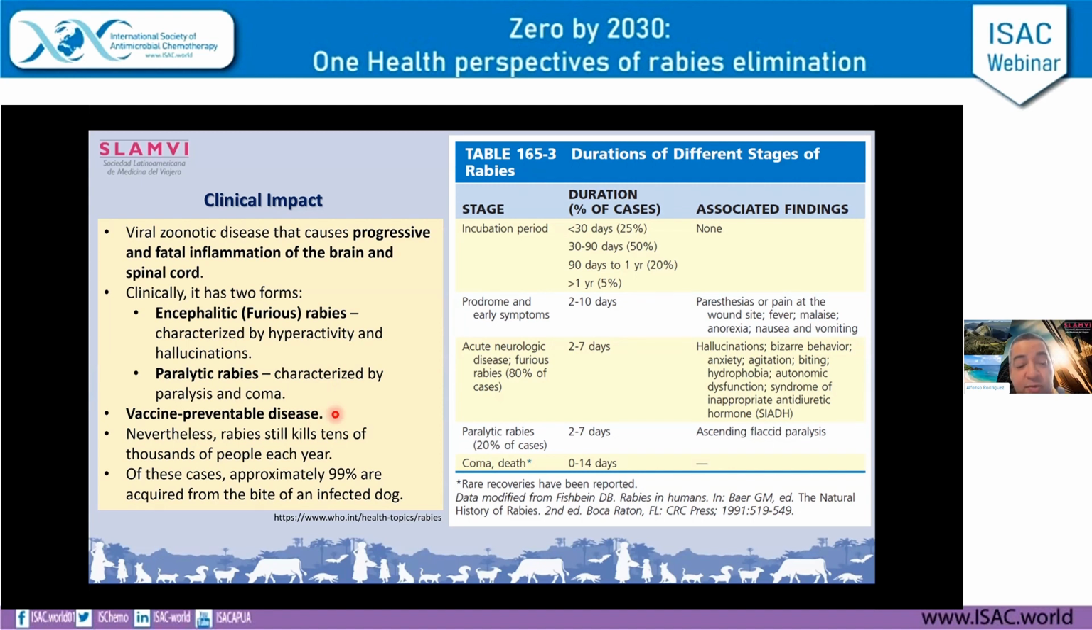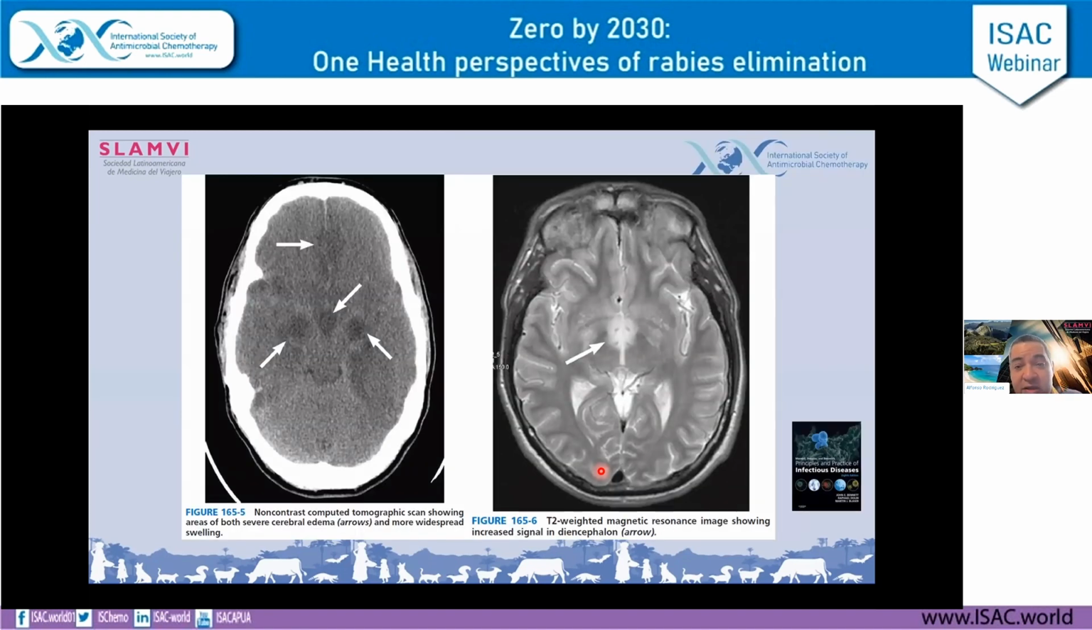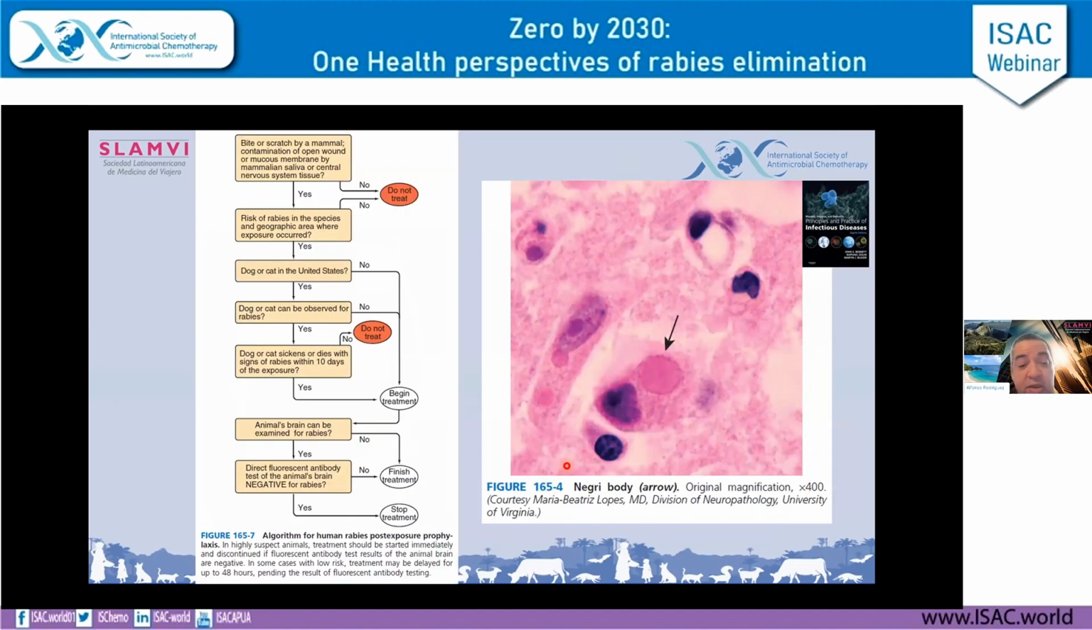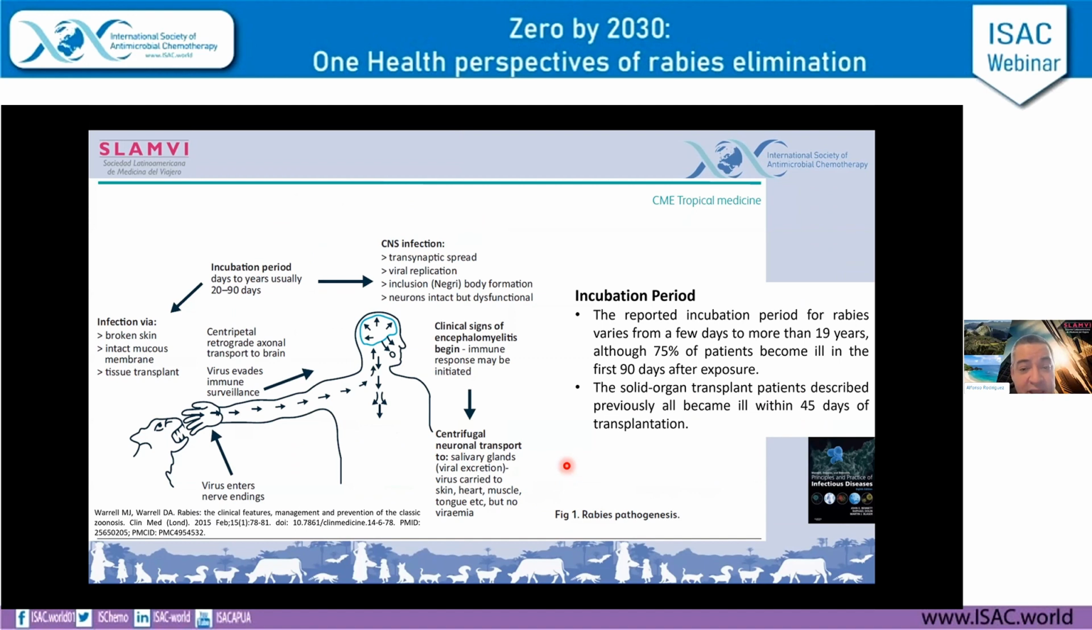It's important to recall that this is a vaccine preventable disease, but unfortunately it still kills tens of thousands of people each year, and approximately 90% of these cases are acquired from the bite of an infected dog. So it's important to remember that this may lead to severe complications of the central nervous system, such as cerebral edema that may be severe and lead to fatal outcomes. You may have this kind of outcome in the central nervous system with these histopathological findings that are very characteristic of the Negri bodies.